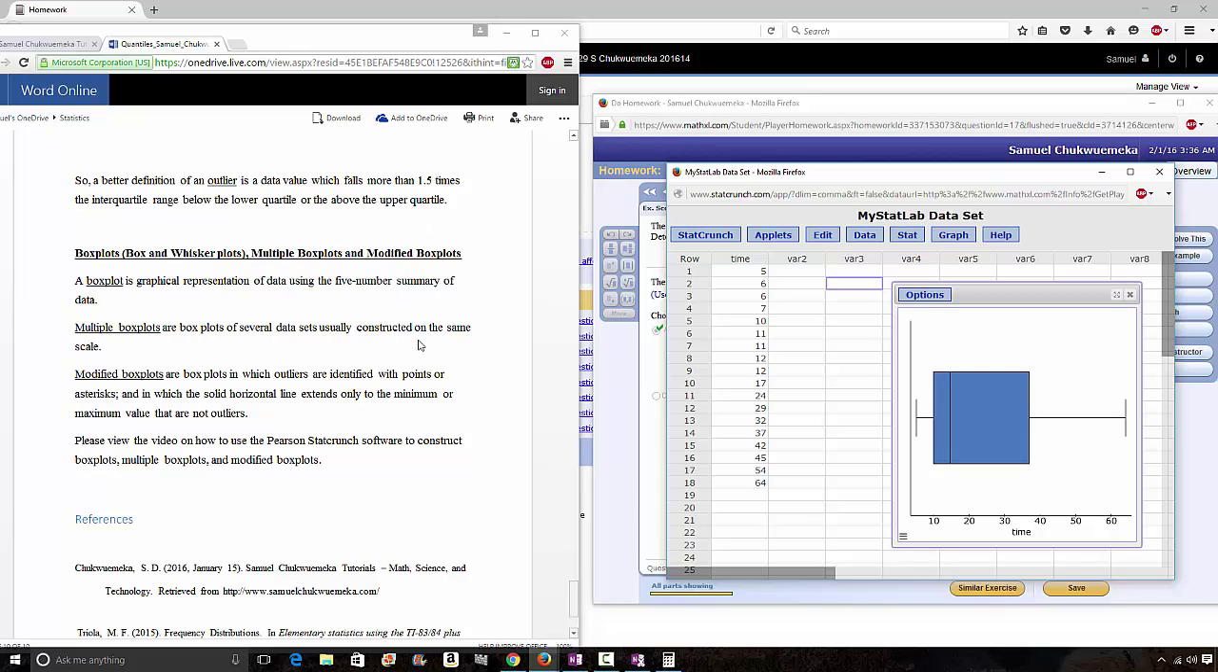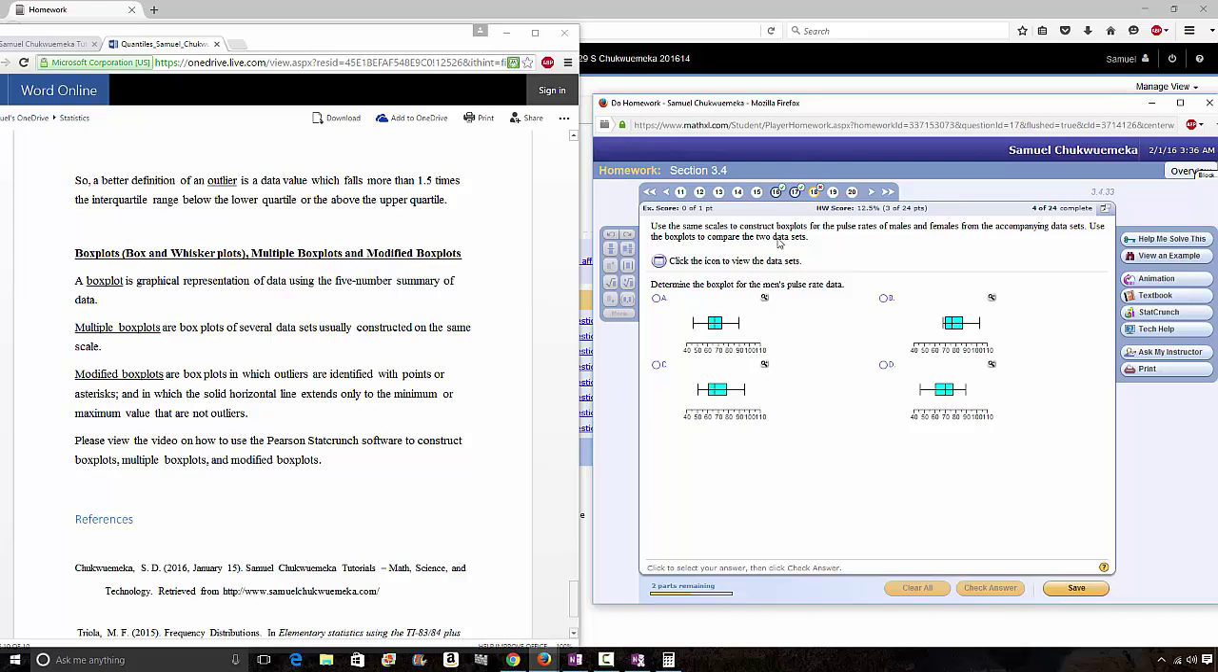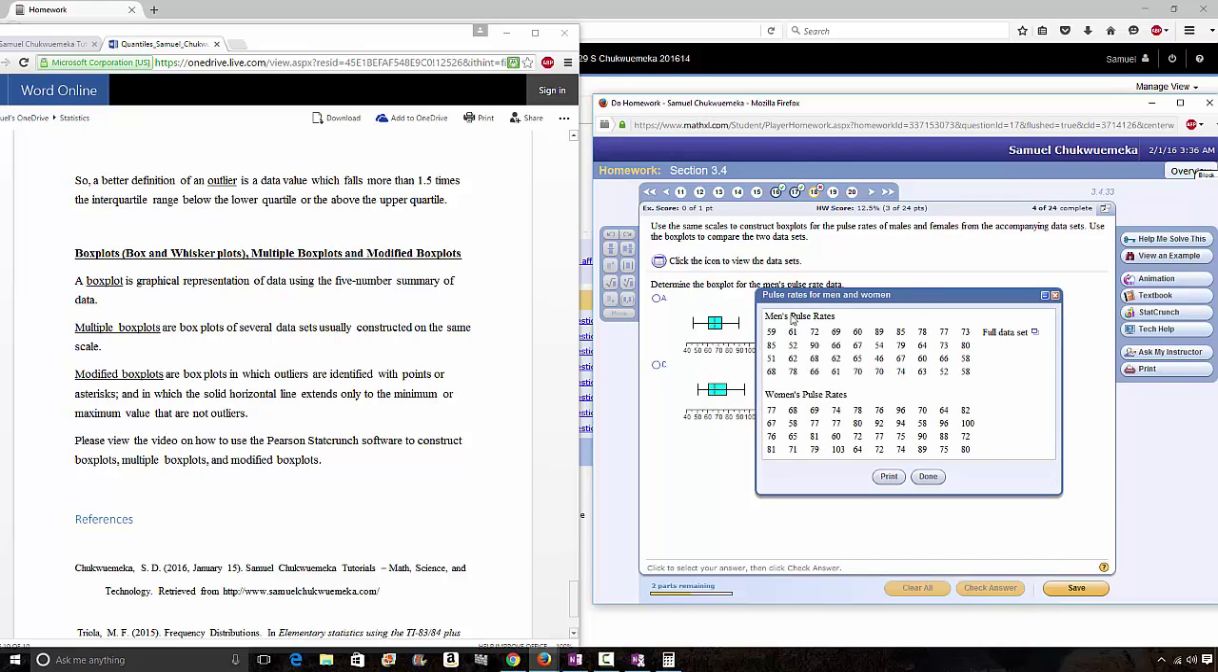Okay. Let us look at an example of multiple box plots and modified box plots. We have question 18. It says you should use the same scales to construct box plots for the pulse rates of males and females, and determine the box plot for the men's. So you will click here. Men's pulse rates. You have only full data sets.